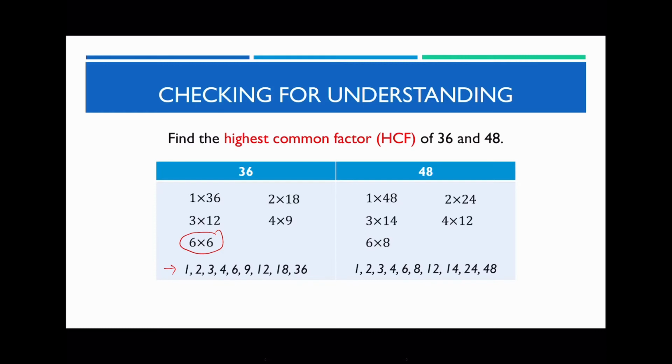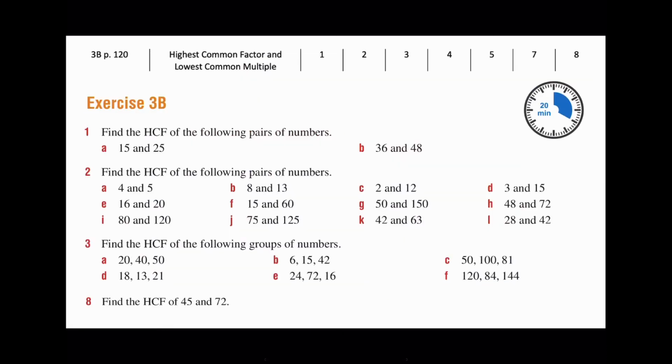Now once I've actually listed down all the factors of each number over here, what I'm going to be looking at is the highest common factor. So what number is present in both of them that's the highest? In this case over here, that'd be 12. So therefore my answer to this question would be the highest common factor of 36 and 48 is going to be equal to 12.